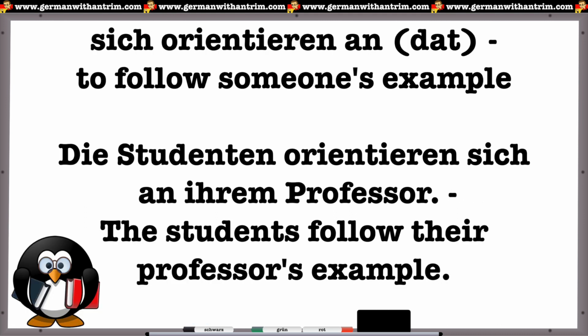Sich orientieren an. Dative, to follow someone's example. Die Studenten orientieren sich an ihrem Professor. The students follow their professor's example. At first I thought this was some sort of an exception to the rules, but it actually follows them quite well. This isn't saying that they changed from some other orientation to this new orientation around the professor. It's saying that they are already with the professor and they are staying with him throughout this entire expression.